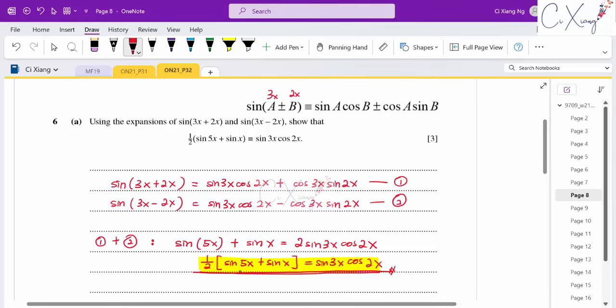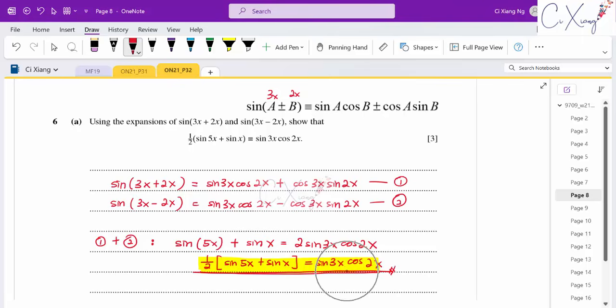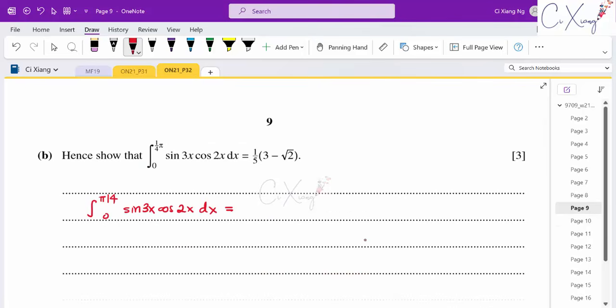Okay, so I will substitute the result in part A into the integration so that we can continue with the integration step. Right, so you can see from here very clearly, sine 3x cos 2x equals this particular expression. All right, so I will just substitute into our step here. So the integral from 0 to pi over 4, then I'm having half of sine 5x plus sine x dx.